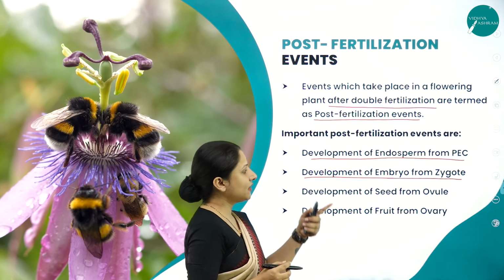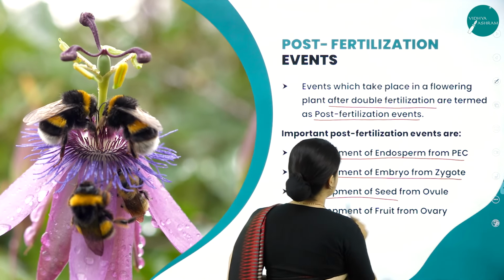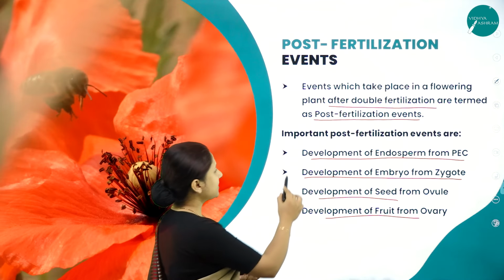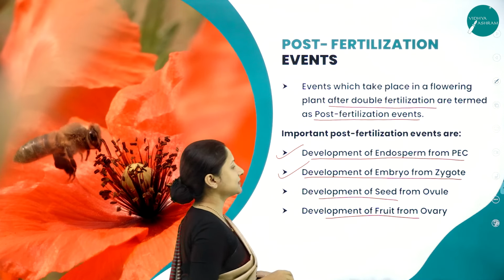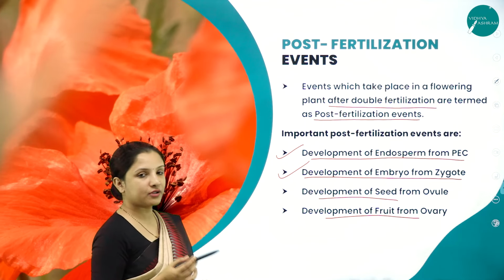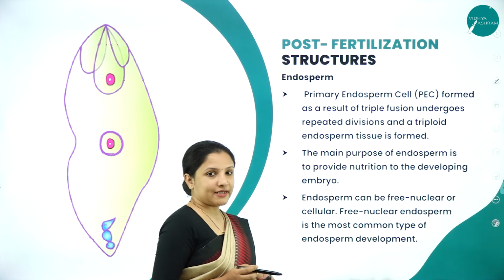After that, the development of the seed will take place, and after the development of the seed, the development of the fruit from the ovary will occur. We'll study the first two in detail in this session, and how the seed development and fruit development occur we'll study in the next session. So, talking about the post-fertilization structures.